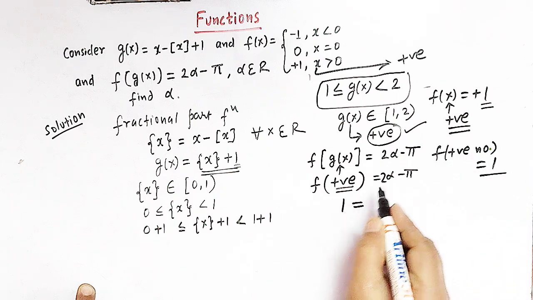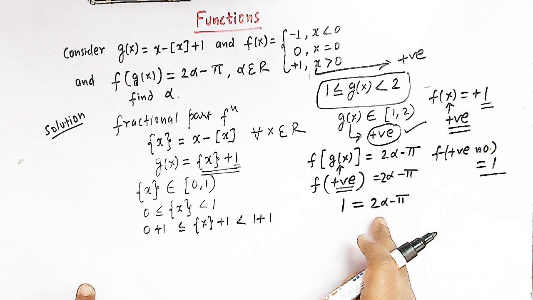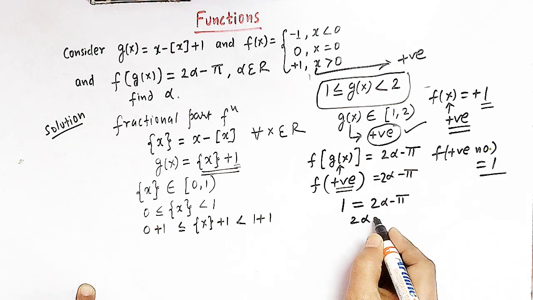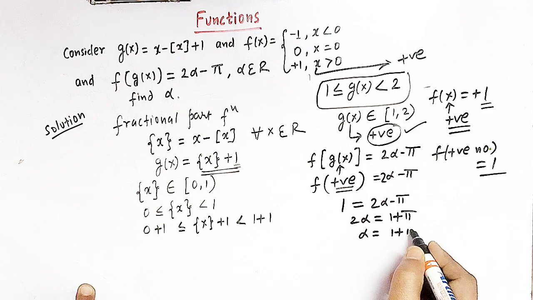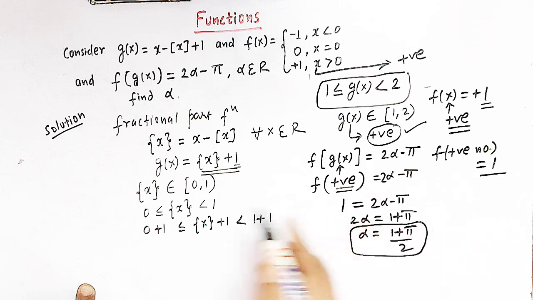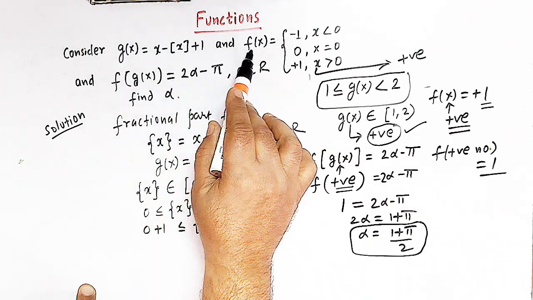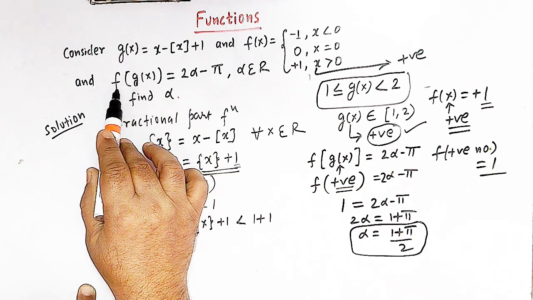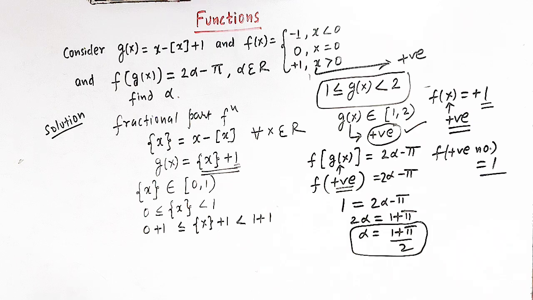So we have this equation, 2 alpha minus pi is equal to 1, and from here we can easily find out the value of alpha. So we have 2 alpha is equal to 1 plus pi, so alpha is equal to (1 plus pi) over 2. So this is the required value of alpha when g of x and f of x are defined in this way, and we are given the composition of f and g as equal to 2 alpha minus pi.